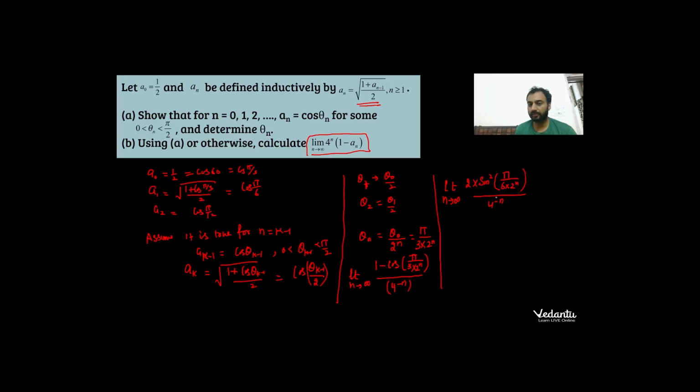Now we know sine theta by theta, if theta approaches 0, is 1, right? So what we do here, we try to make theta in the denominator, that is (pi by 6 into 2^n) squared. So that we have 4 raised to power minus n already there, or you can say we are multiplying and dividing by the same term. We have 4 raised to power minus n in the denominator also. So this value is 1, right? So 2 into, and 4 raised to power minus n will cancel out with 2 raised to power n square. So what we ultimately have is pi square by 36, times 2, that is pi square by 18. So the answer of this is pi square by 18.